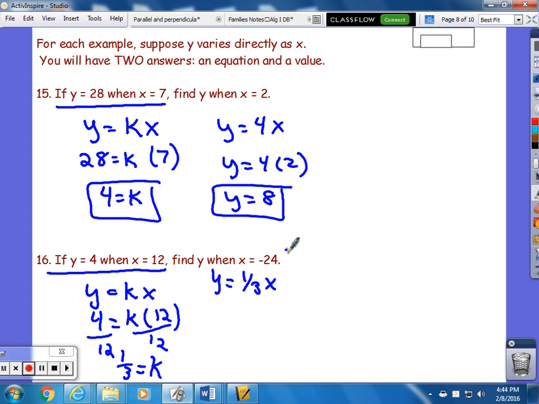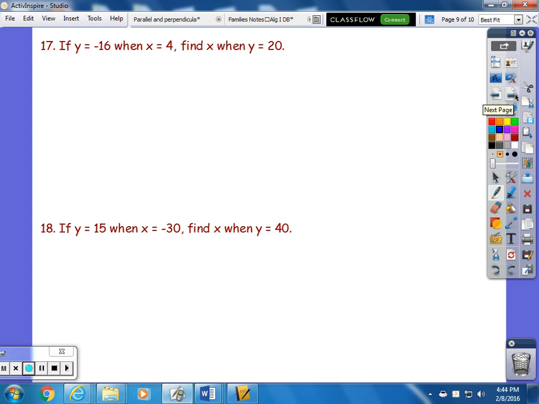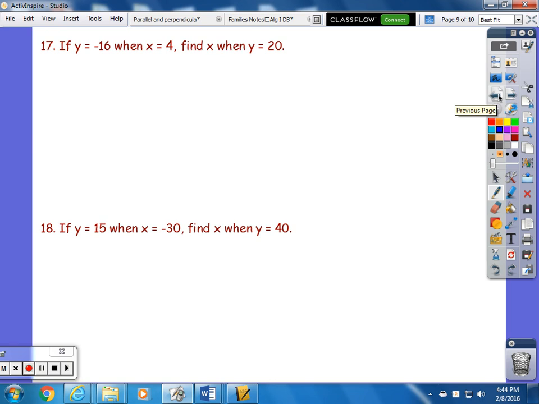So now they're saying find y when x equals negative 24. So I take my k of 1/3, multiply it by my x, and y is equal to negative 8. So it's pretty straightforward, but again, there's 2 steps involved here. You must get an equation and the value. Go ahead and do these 2 and bring them to class, solving for x in both of them.